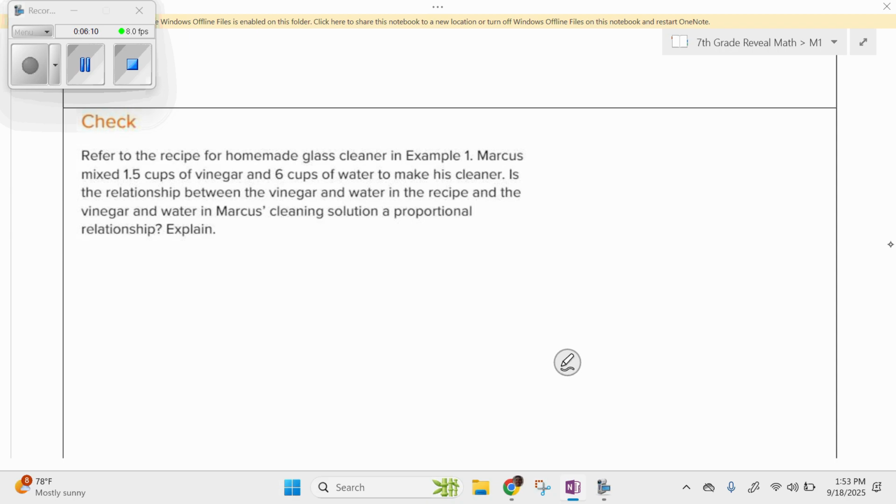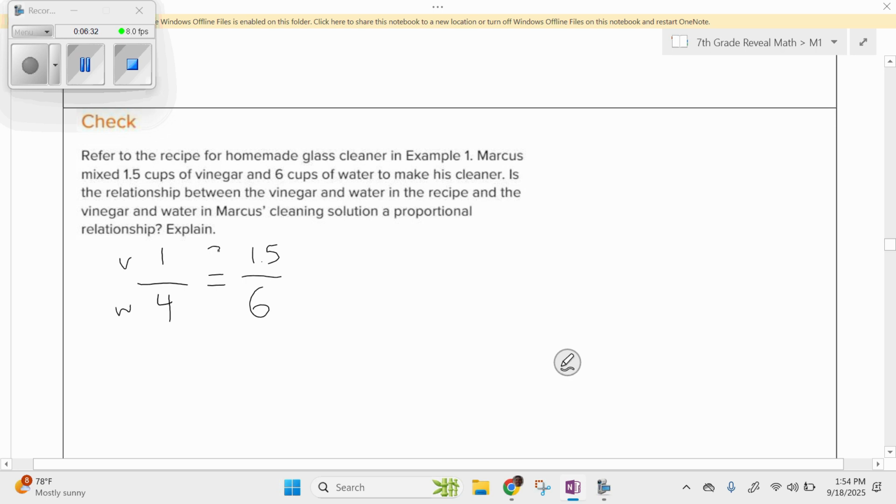Refer to the recipe for homemade glass cleaner and mark in example 1. Okay, so what was that ratio? That was 1 to 4, vinegar to water. All right, and then Marcus mixes 1.5 cups of vinegar and 6 cups of water. Okay, well, are these equal is what we're asking. Well, let's just make sure. Is the relationship proportional?